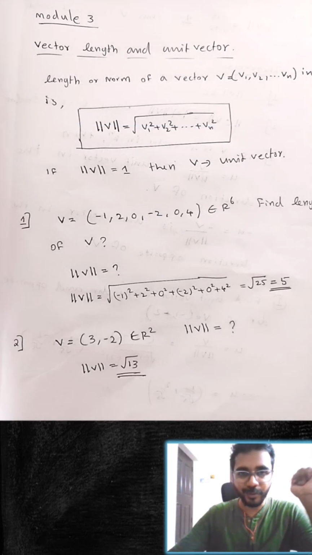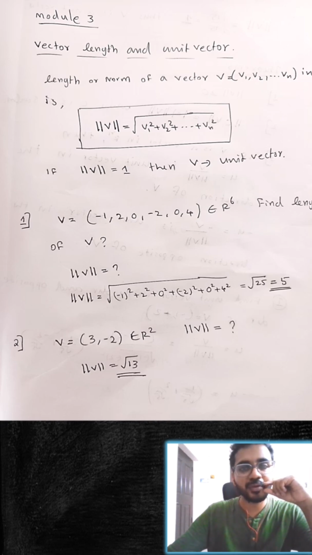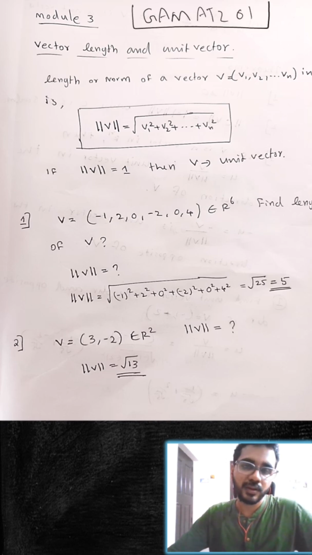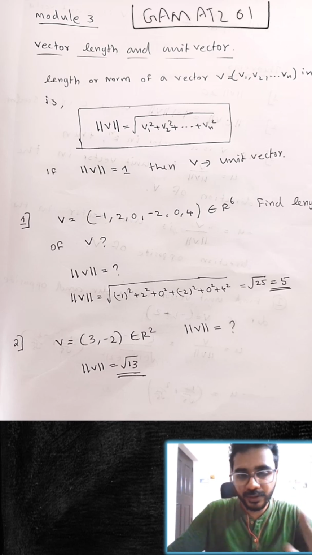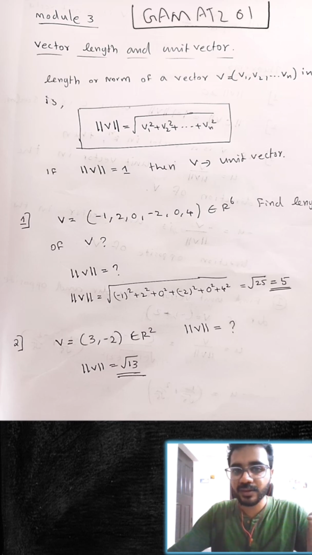Hi, I'm going to discuss KTU subject Group A Mathematics 2, for S2 Computer Science students. It's called Group A Mathematics 201. I'm going to discuss this subject, and I'm starting with module 3 here. In this video I will cover only this concept, that is vector length and unit vector.